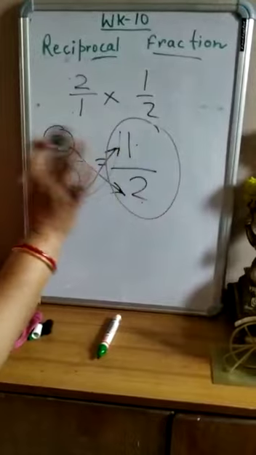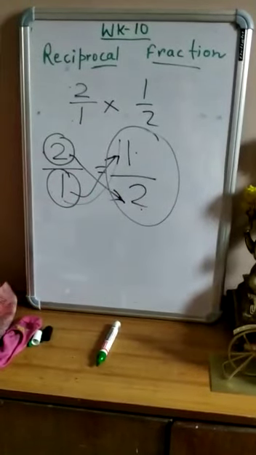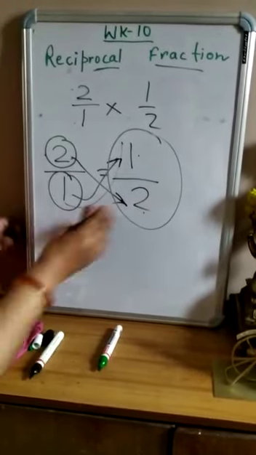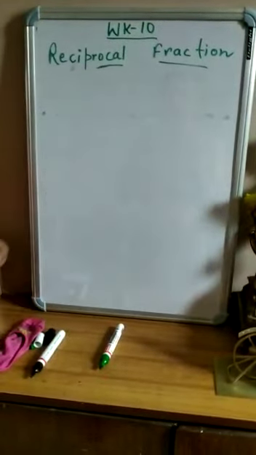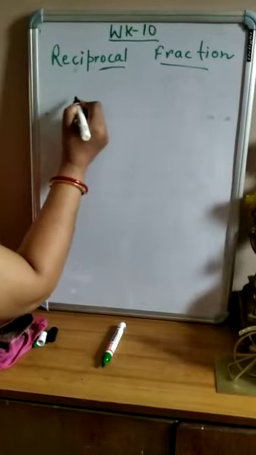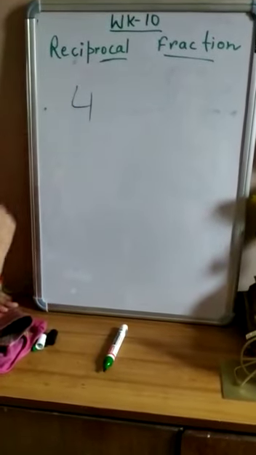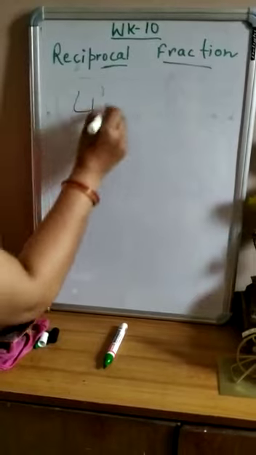The reciprocal of 0 does not exist. 0 does not have a reciprocal. Otherwise, all the whole numbers have reciprocals. For example, let us take the whole number 4. What is the reciprocal of 4?